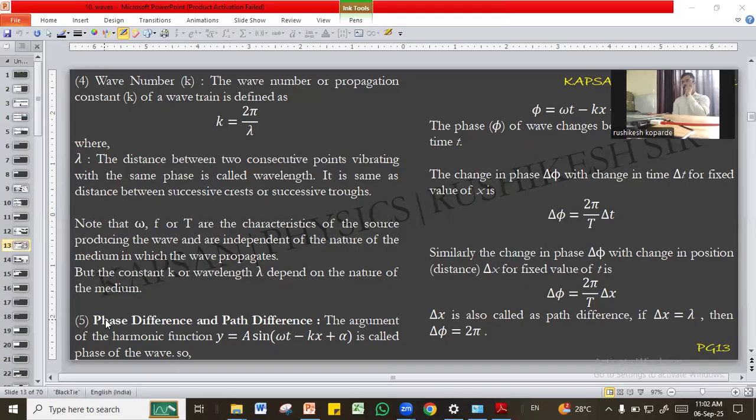Now again there are two kinds of media. Media, plural of medium. There are two types of medium: dispersive and non-dispersive. What is a dispersive medium? The medium which decides the speed of the wave based on its frequency. The speed is not the same for all sound waves. Speed is different for different sound waves. In that case, the medium will be called dispersive.